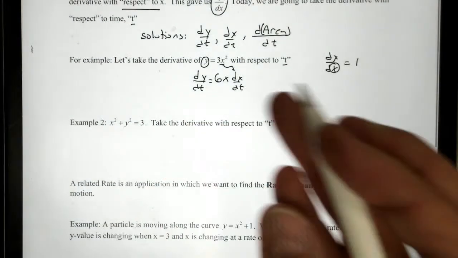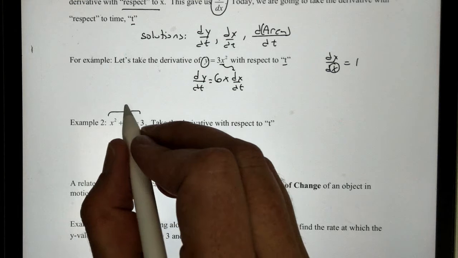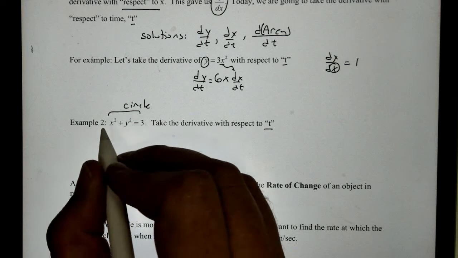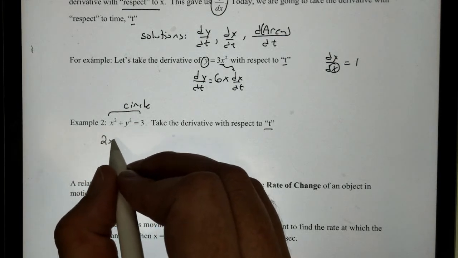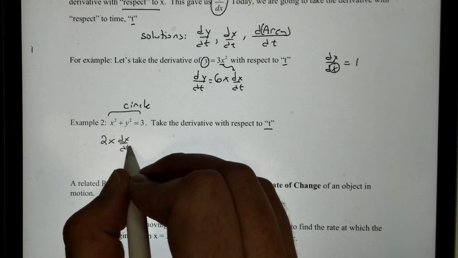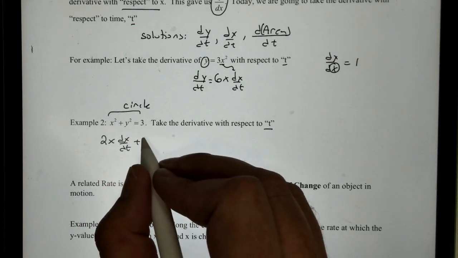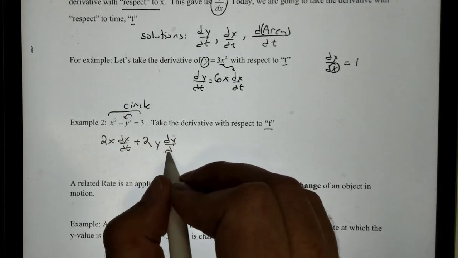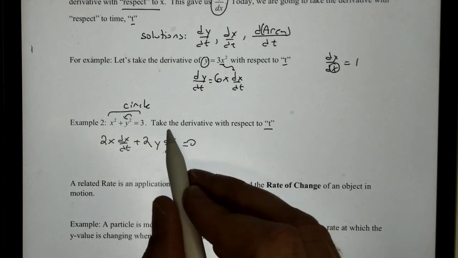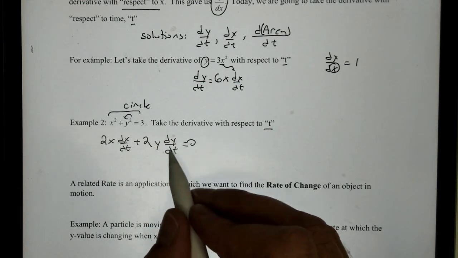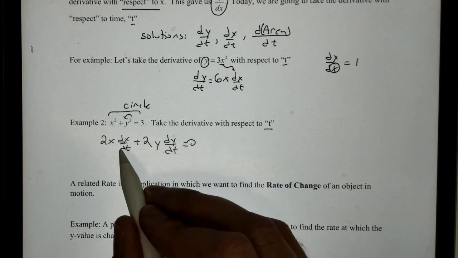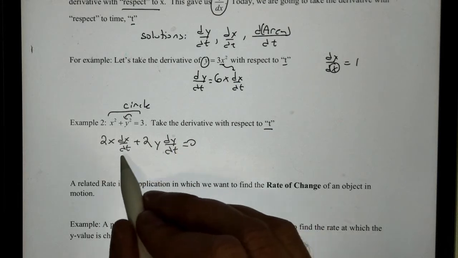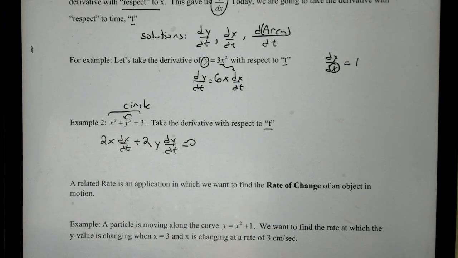And we can do this with a circle as well. For example, here's a circle. If we were to take the derivative with respect to t, we would get 2x dx dt plus the derivative of y squared would become 2y dy dt. Now we're equal to 0. Now remember, we're already used to tacking on the derivative of y with respect to x, dy dx. But today, with respect to t, every variable gets a dt, like dx dt, dy dt, and there's our derivative.